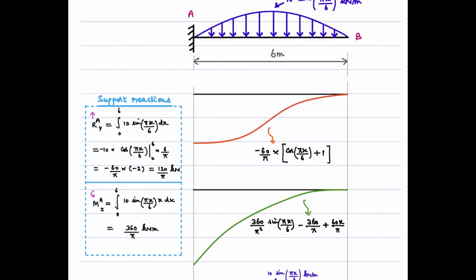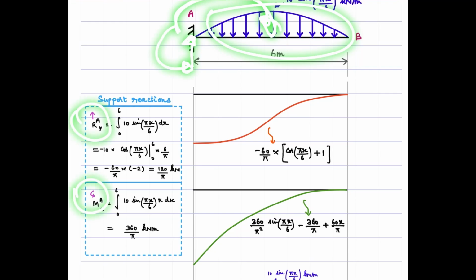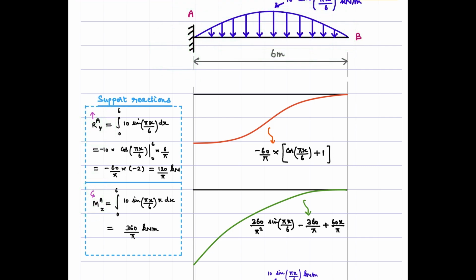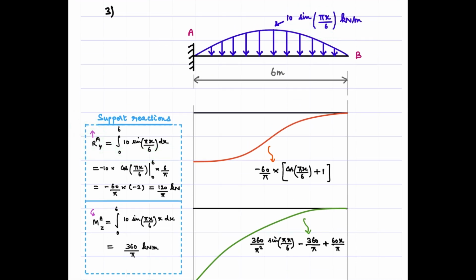Fine. This loading is totally downward, so the support reaction should be facing upward. And then this causes a tendency to rotate in the clockwise direction. Therefore, the reactive moment should be counterclockwise here. So that's what is shown here, upward and then counterclockwise. So now, in order to determine the reactive force, you need to integrate this intensity of load given here. Okay, so the span is 6 meters, so integral 0 to 6, this expression dx, from which you will get the value of RA as 120 by pi kilonewton.